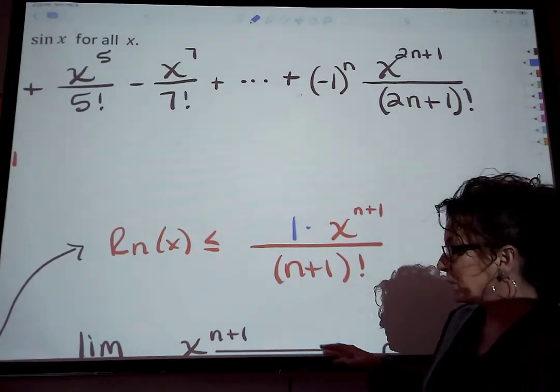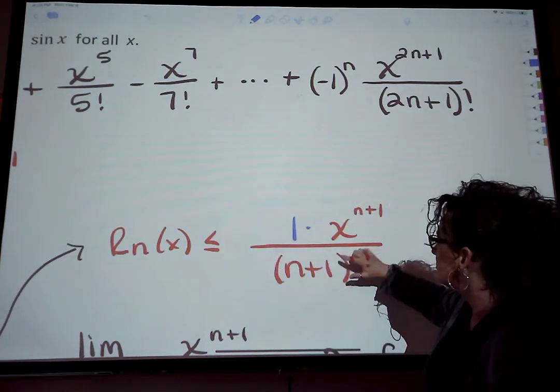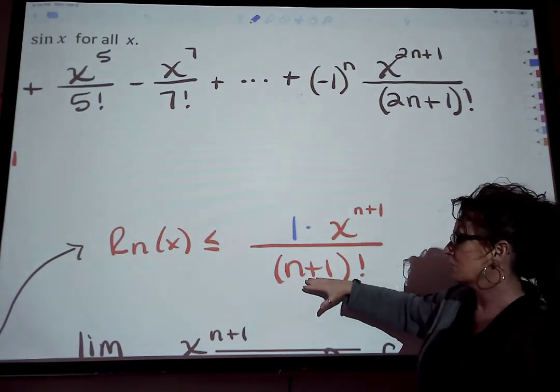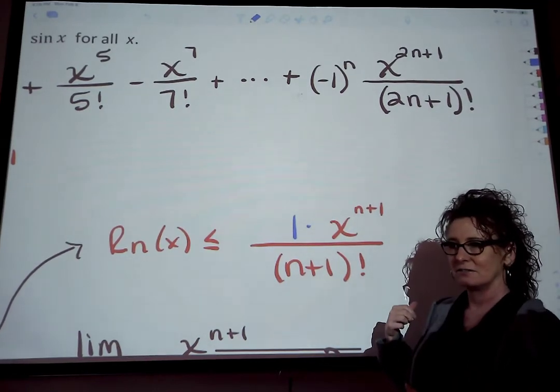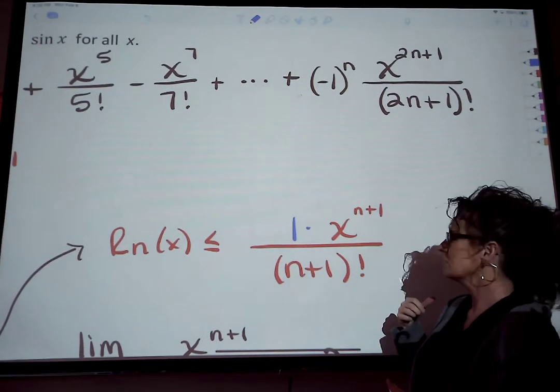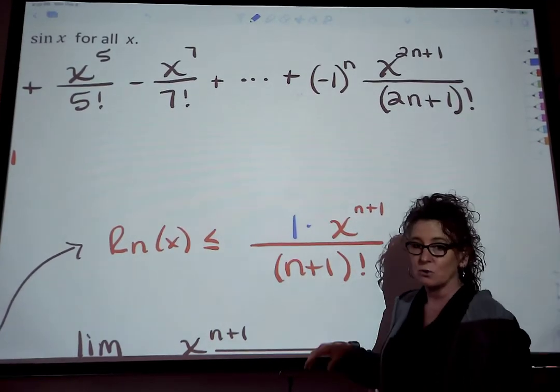So here's what we're left with. Our remainder, or our error, is going to be x to the n plus 1 over n plus 1 factorial. What is that? What is x to the n plus 1 over n plus 1 factorial?